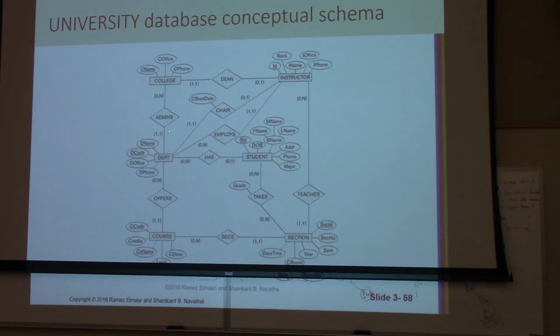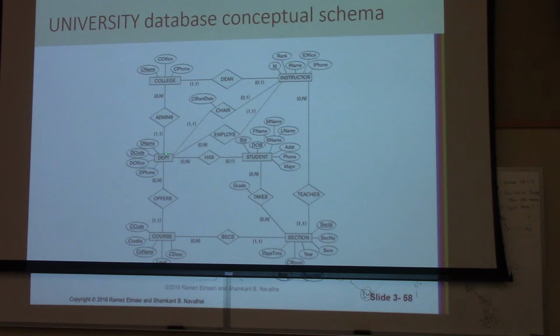One more thing is, for example, the college administers a number of departments. So you can see the 0. Some of the colleges may not have departments. For example, I think Columbia University does not have such a number of departments. Instead, they have a pool of instructors or a pool of programs. So 0 and the number of departments. Each department should belong to one college, administered by one college.